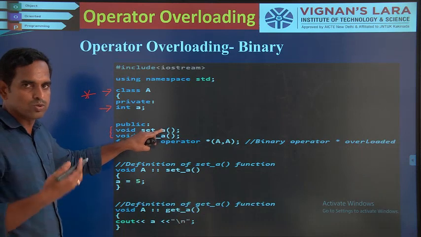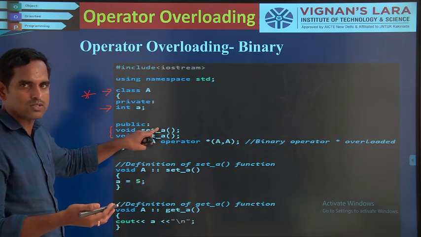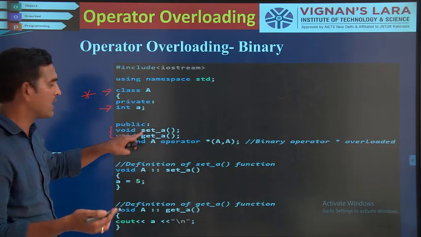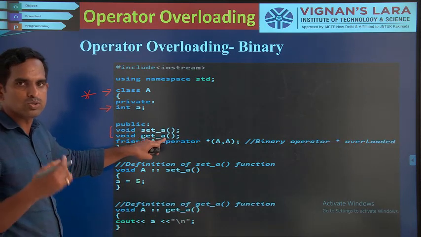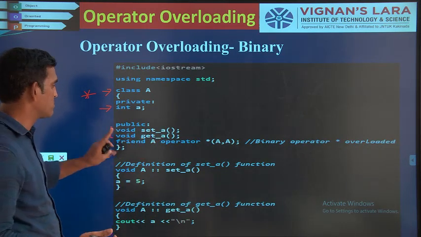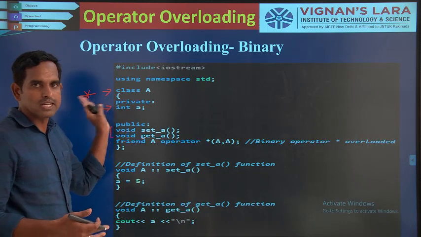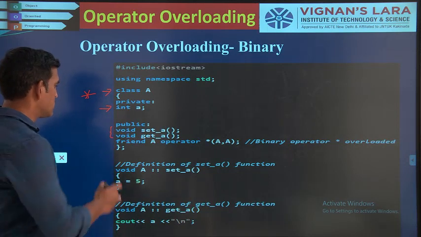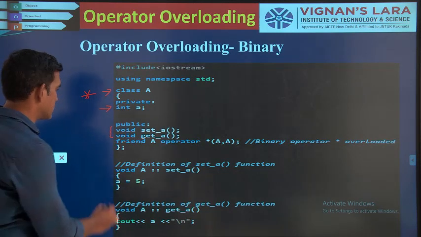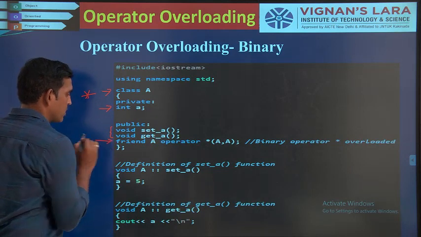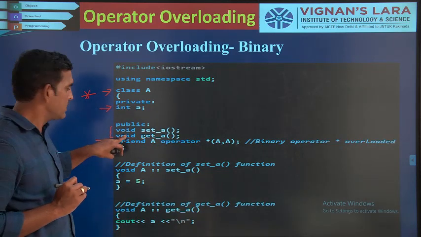The set method is used to set your values, that is, to give the input of your a value, and the get method will be used to print the particular a value. This will be the same as your get and show method. These two methods are for that particular thing. Next, I am creating your operator overloading, that is, friend.